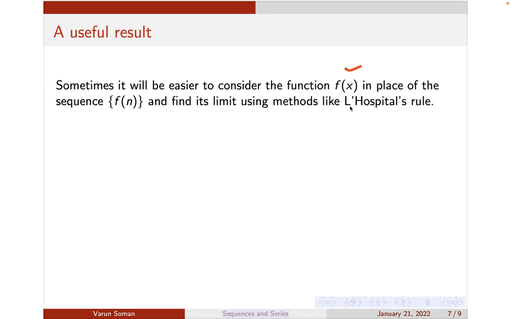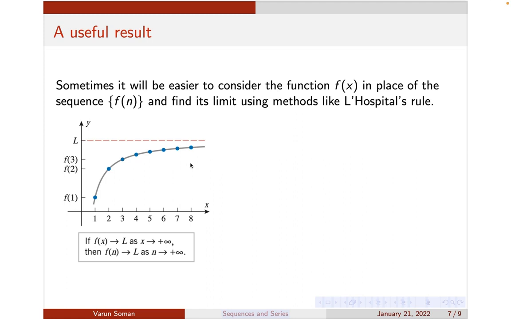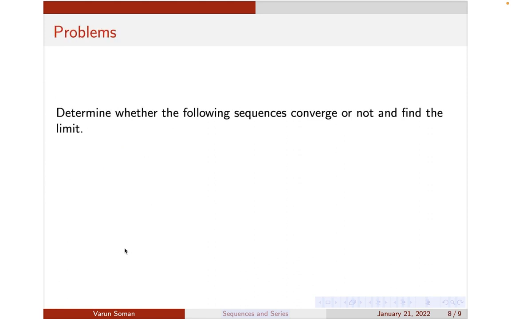The geometrical justification of this is that you can say the sequence is actually the points here. You can see the points here, so the limit of those points would be the same as the limit of the function itself. So if f of x goes to L as x tends to infinity, definitely f of n also will go to L as n tends to infinity. Because of that reason, instead of finding the limit of f of n, we can find the limit of f of x. For some problems it will be easier in this way, not in every problem, we will see that now. So let us look at one question here.